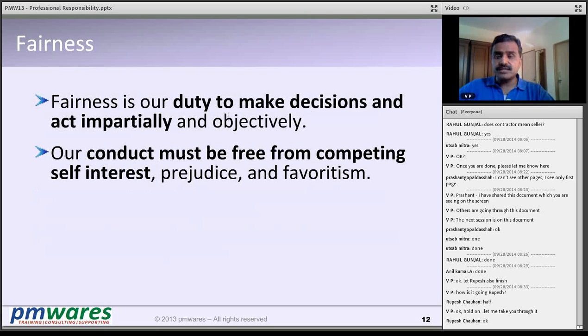Okay, the third part is fairness. Fairness means we should be transparent. We should be unbiased. No favoritism, no prejudice, no self-interest.